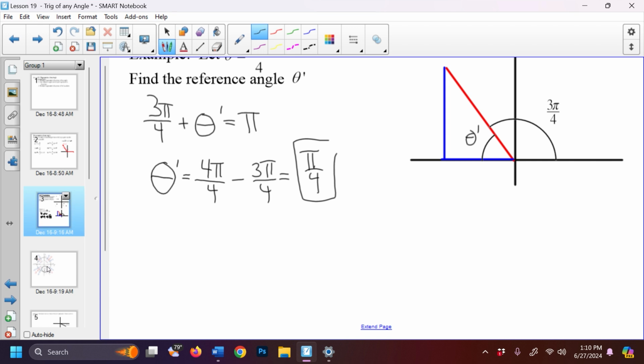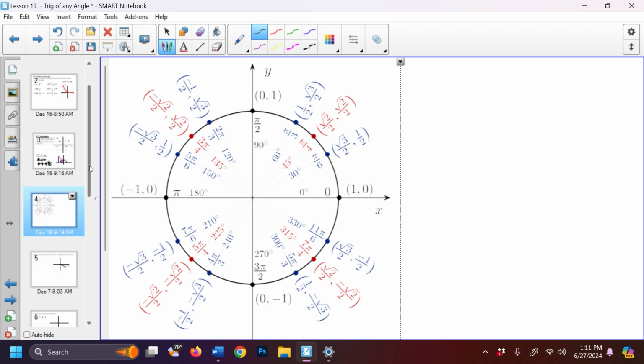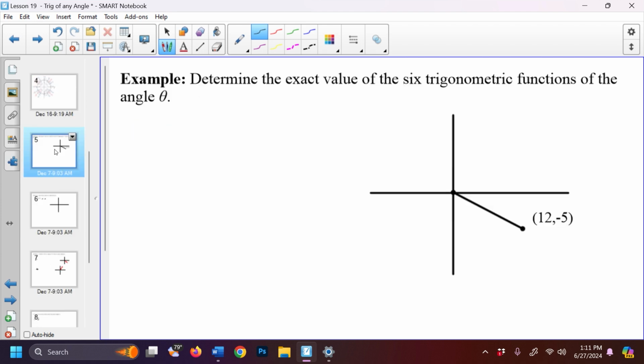All right, moving on. I do have the unit circle on here for me to refer back to when we get to it. Again, please, please, please commit this thing to your long-term memory. Example: determine the exact value of the 6 trigonometric functions of the angle theta. Now, in this case, my angle theta starts here and goes all the way around to here. So this is my theta.